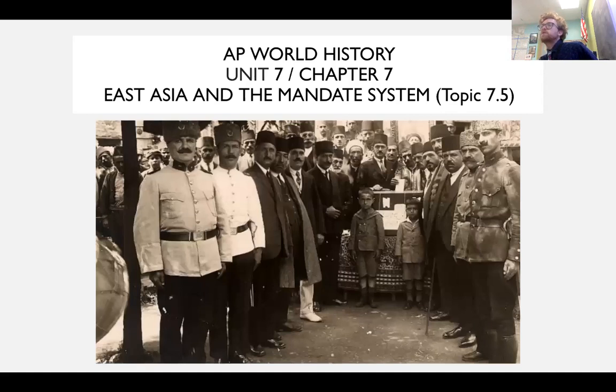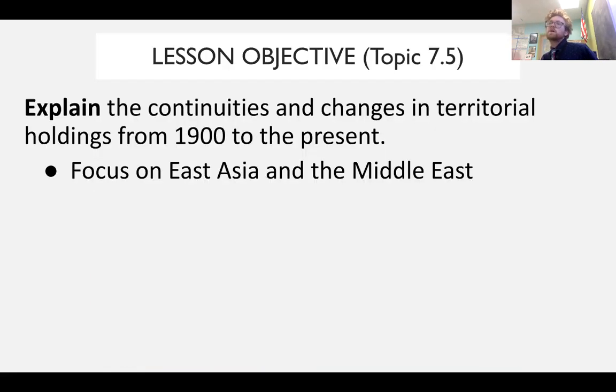So this is going to be Chapter 7 of our 7th unit, all about East Asia and stuff going on in the Middle East through the mandate system. Lesson objective today: explain continuities and changes in territorial holdings from 1900 to the present. You should focus on East Asia and the Middle East.